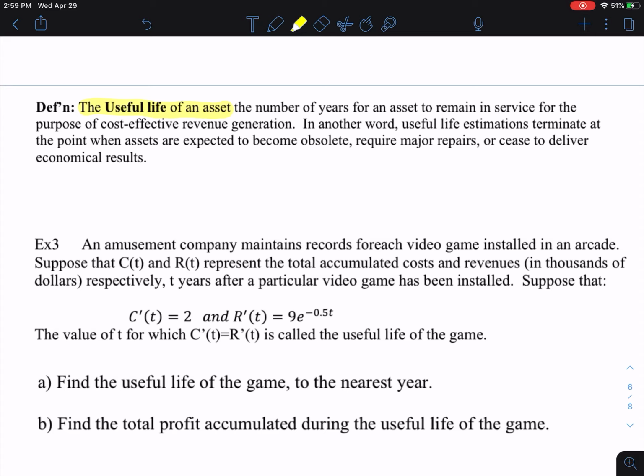What this is really saying, in terms of economics, is you have an asset that is generating revenue, and at some point the cost to maintain that asset exceeds how much revenue you are gaining monthly or daily from that asset. The time at which that occurs, we call the useful life of an asset.